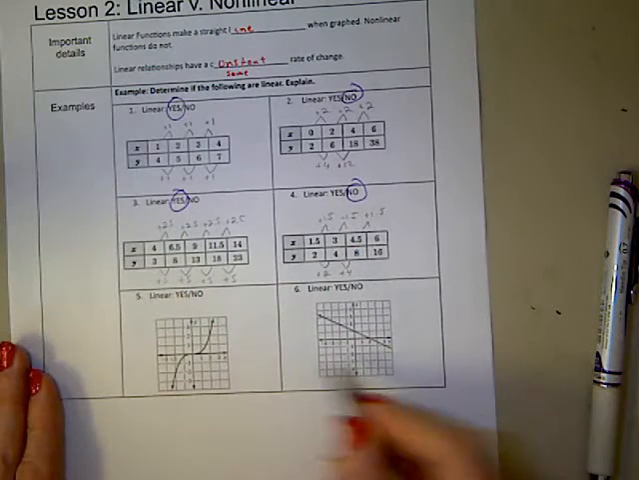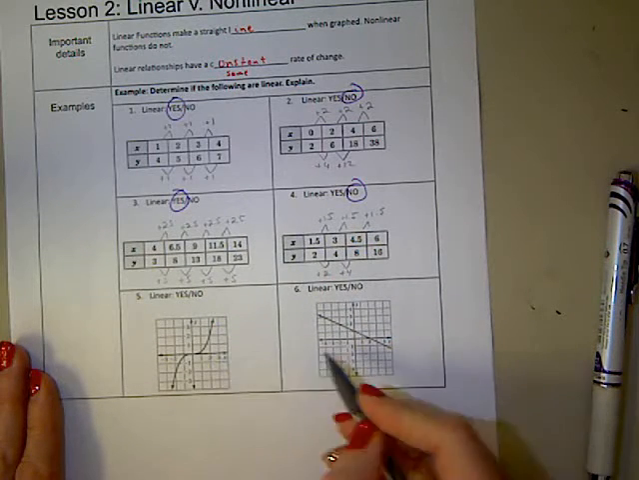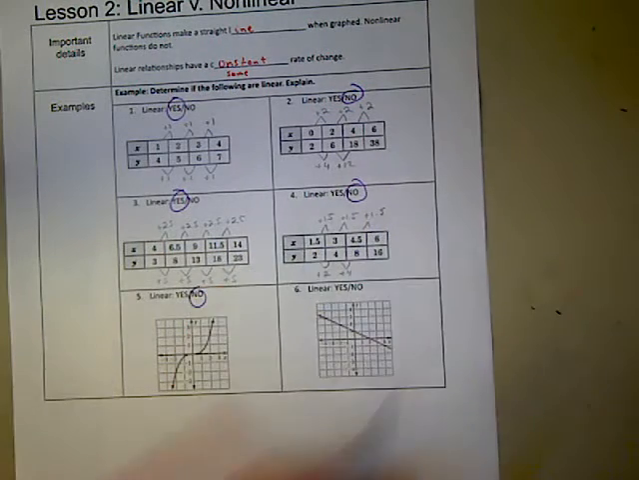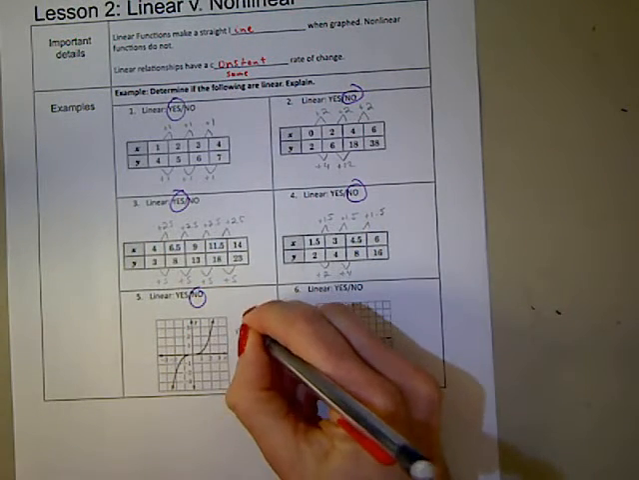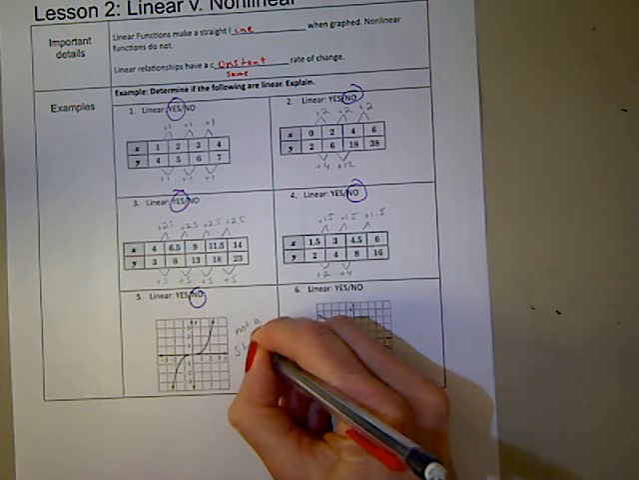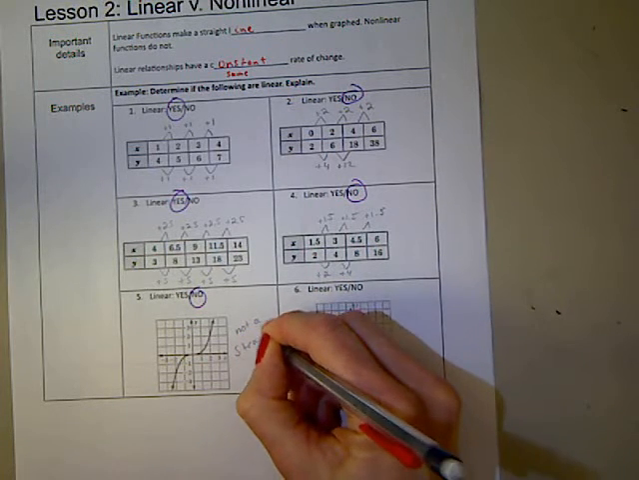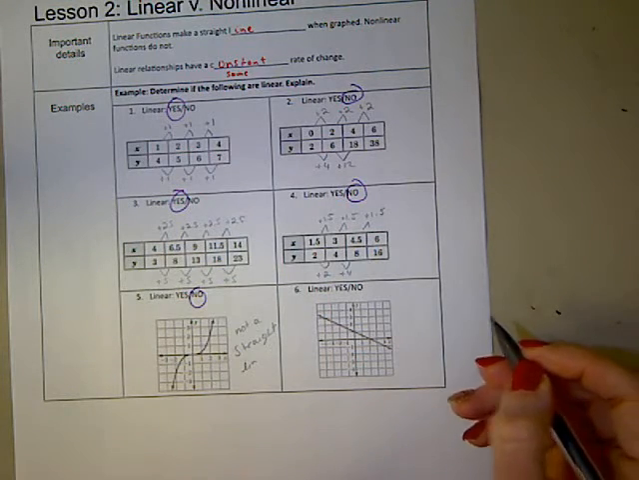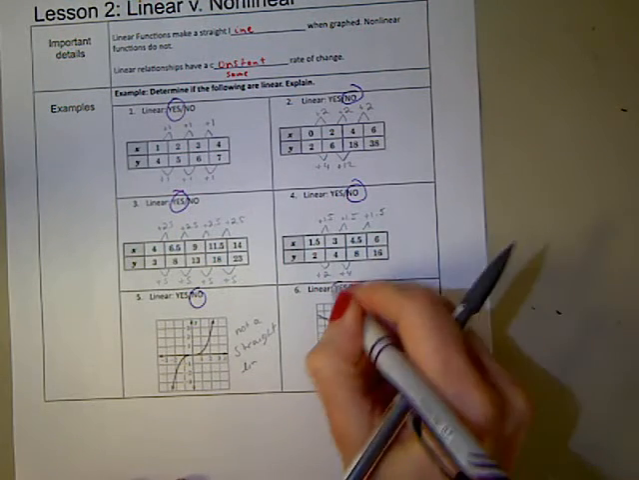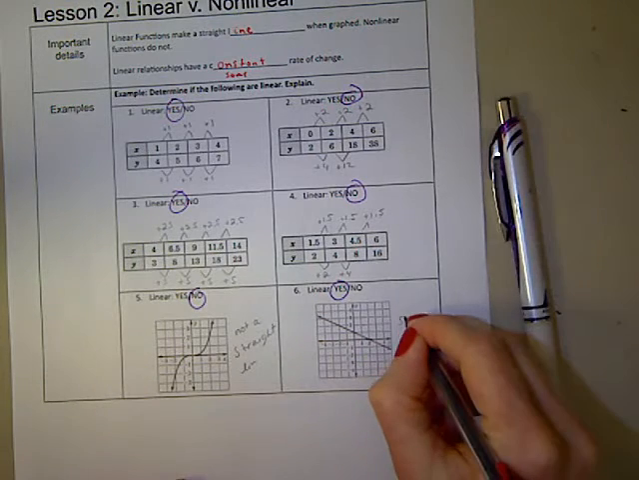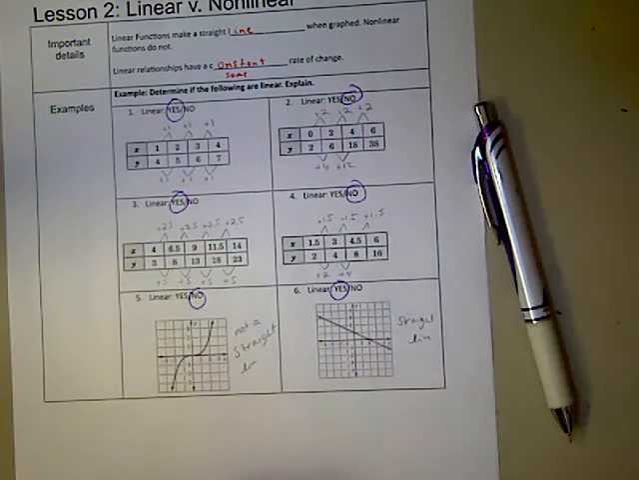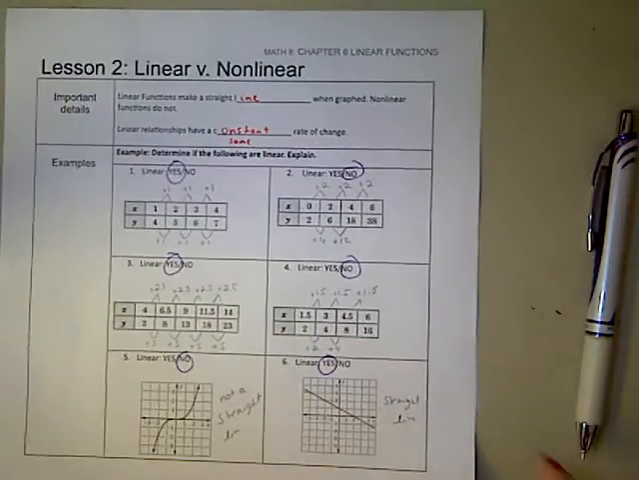And then look at the graphs. Is it a straight line or not a straight line? This is not a straight line for sure, so this is a no. So for your reasoning, not a straight line. The next one is a straight line, so it's a yes. Flip to the next page.